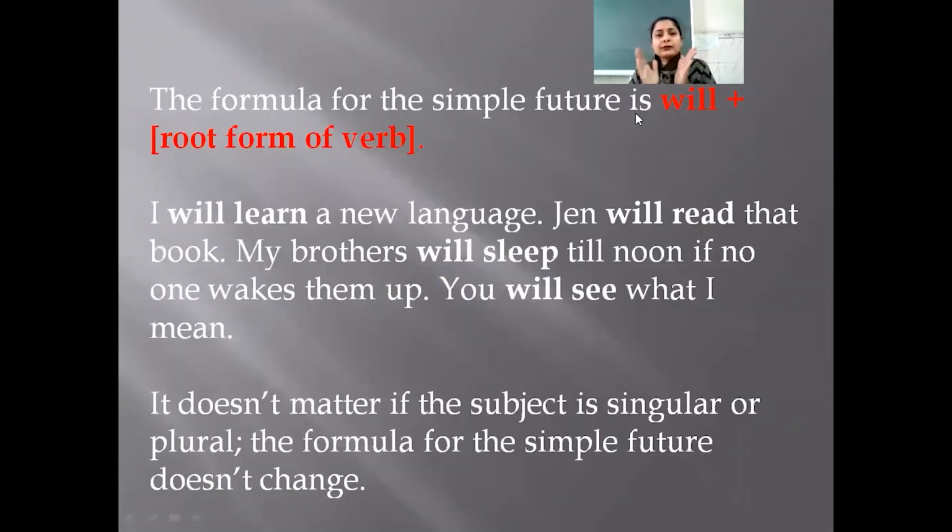Now, what is the formula? Very simple. As simple future tense, formula is also that simple. We simply have to use will before the root form of the verb. We don't have to make any change in the root verb. Alright, we don't have to make any change in the base form of the verb. Action word as it is आएगा. Simple उससे पहले we have to add will.